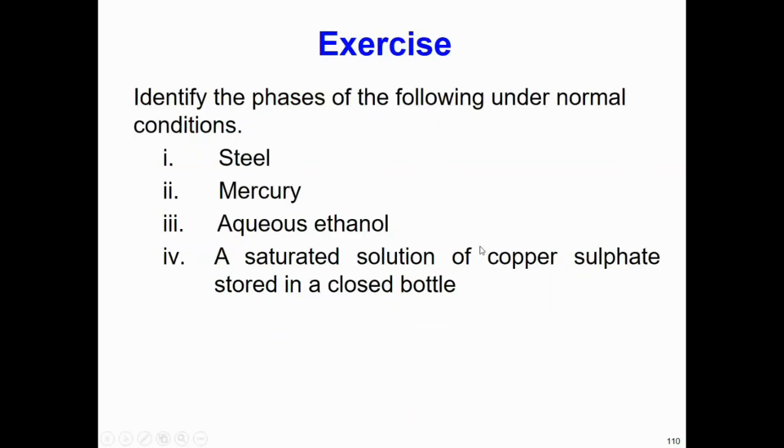Now let's look at this example. Identify the phases of the following under normal conditions. The first one is steel, number 2 mercury, number 3 aqueous ethanol, and number 4 a saturated solution of copper sulfate stored in a closed bottle.